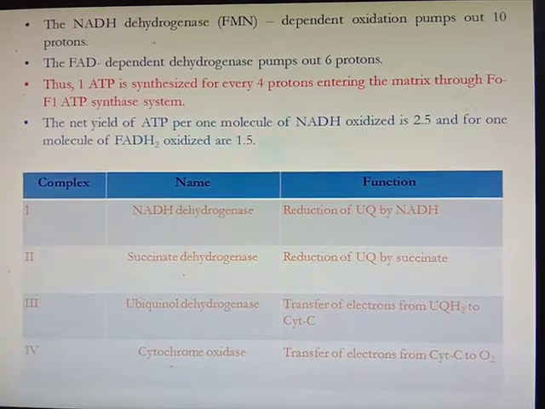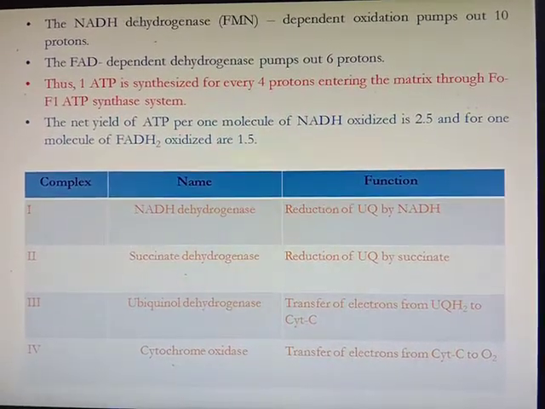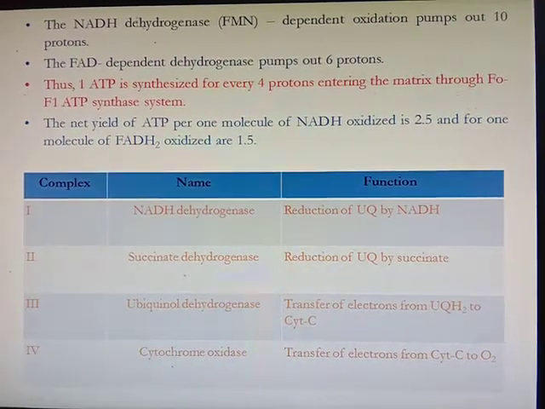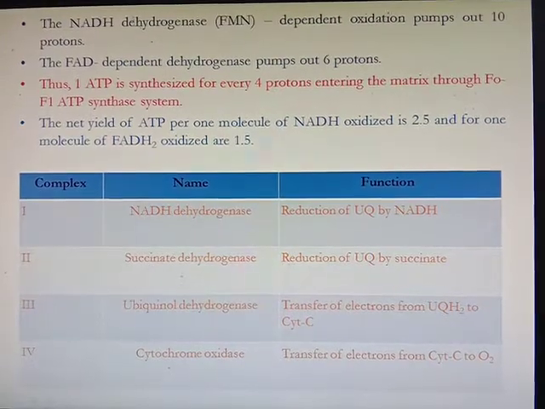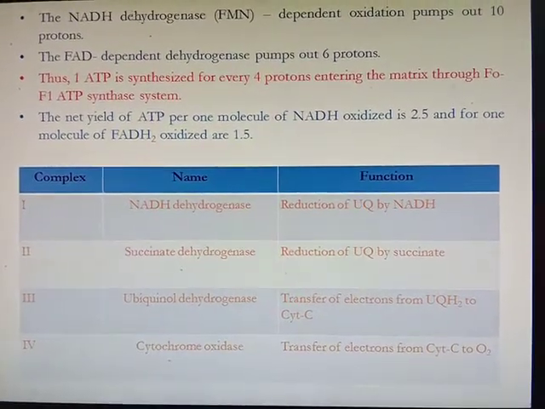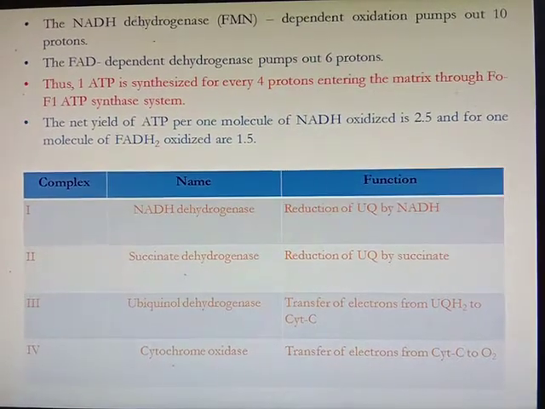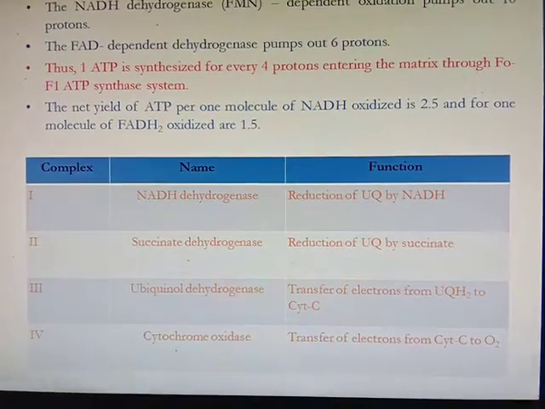The net yield of ATP per 1 molecule of NADH oxidized is 2.5. 10 divided by 4, 2.5. Okay, and 6 divided by 4, 1.5 for FADH2 molecule. That's why for NADH 2.5 or 3 ATP are synthesized, and for FADH2 1.5 or 2 ATP are synthesized.